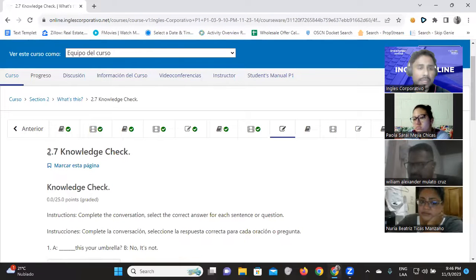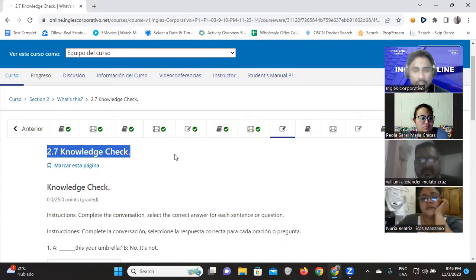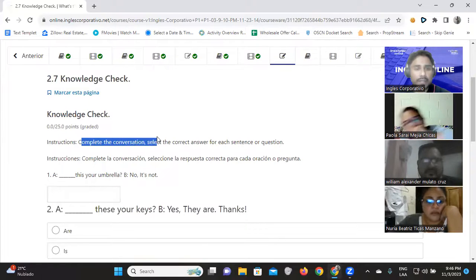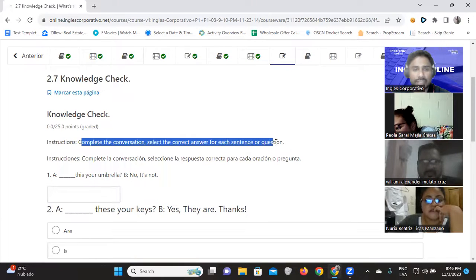Now we're going to look at section 2.7, knowledge check. Complete the conversations and select the correct answer for each sentence or question. Teacher, so we're going to be working.